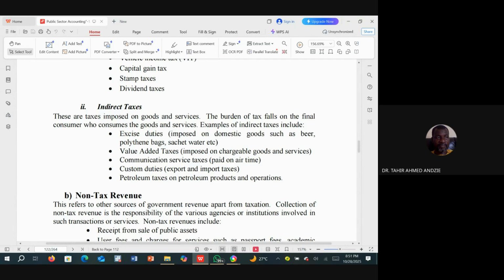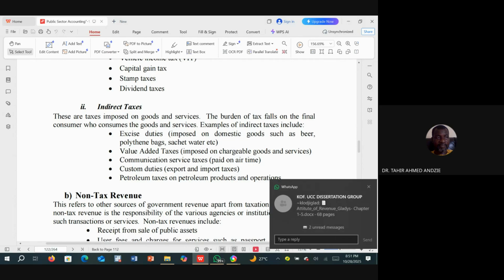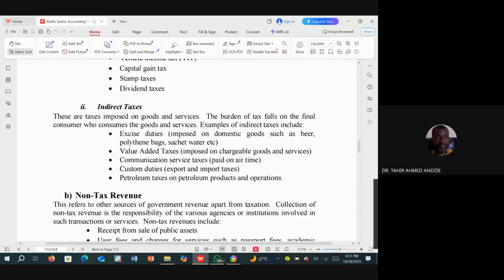These are taxes imposed on goods and services. The burden of tax falls on the final consumer who consumes the goods and services. You see, an indirect tax is a tax levied on goods and services that we buy. The taxpayer does not feel the pinch, but the person who is the final consumer does.